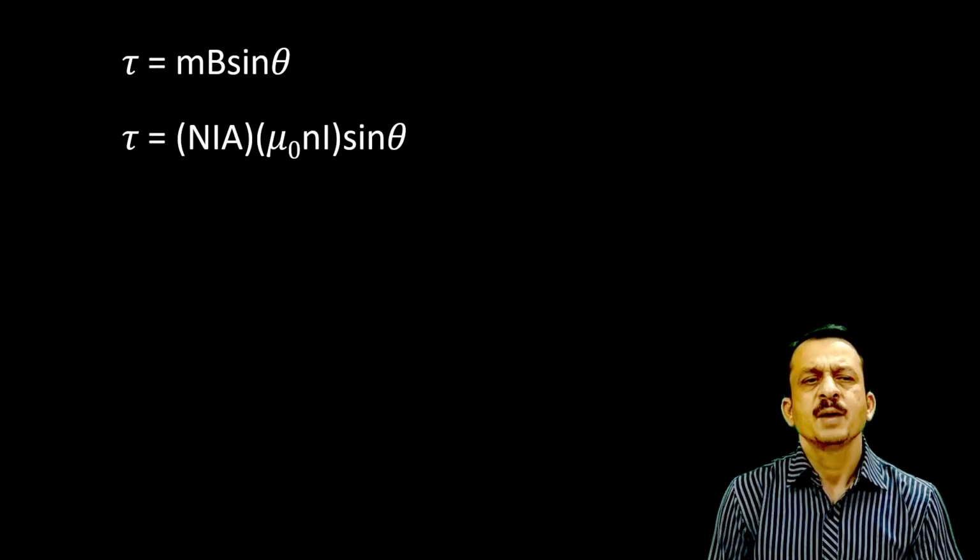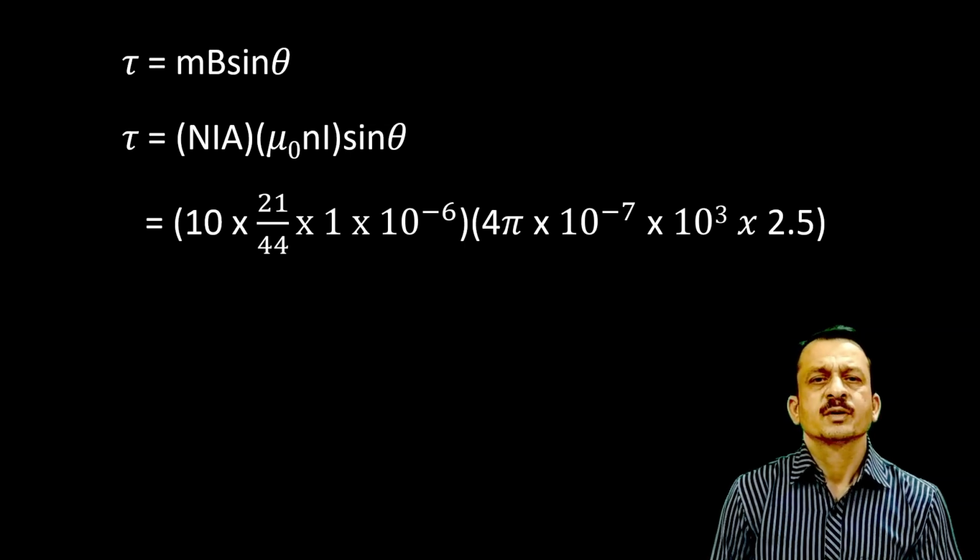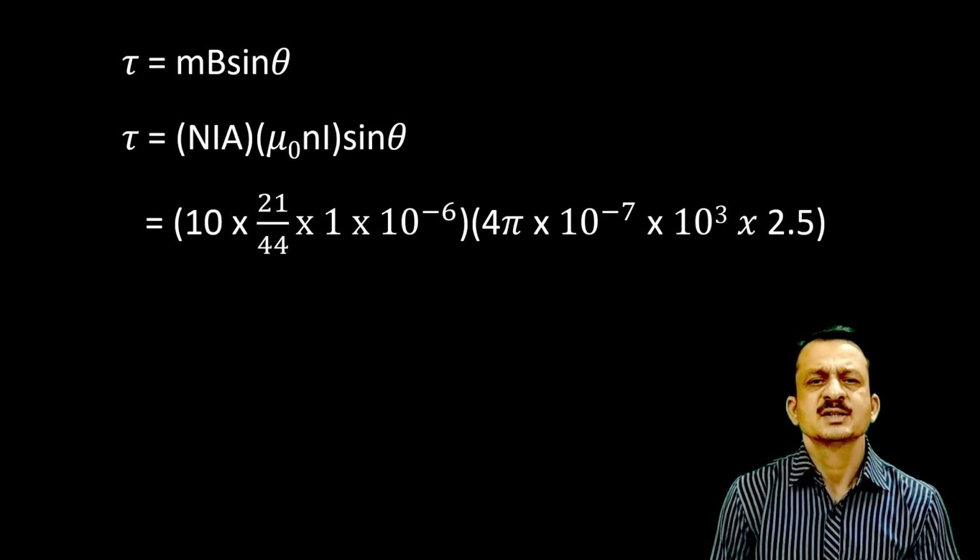And what is the magnetic field due to the solenoid? That is mu naught small n into I, where n is the number of turns per unit length, that we know. Sin theta is sin 90, which is 1. Now substituting the values, N is the number of turns in the coil, 10, and the current flowing is 21 divided by 44 amps, into the area of cross section, which is given as 1 into 10 to the minus 6.